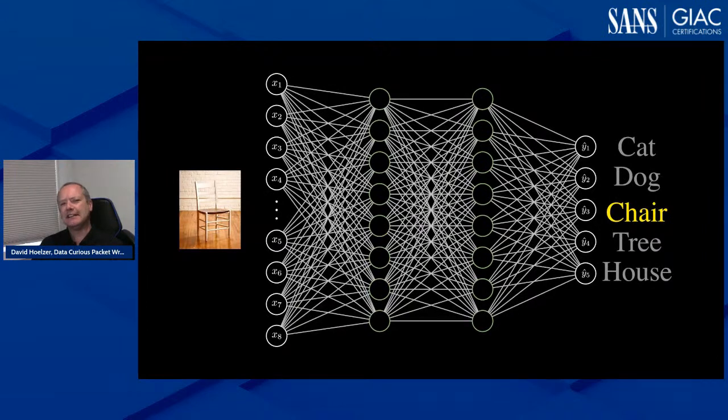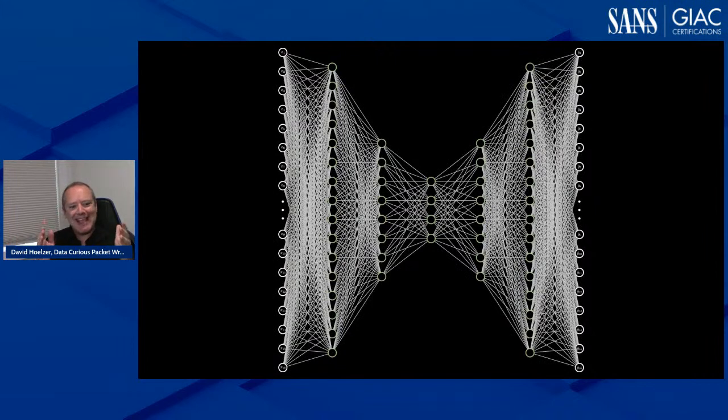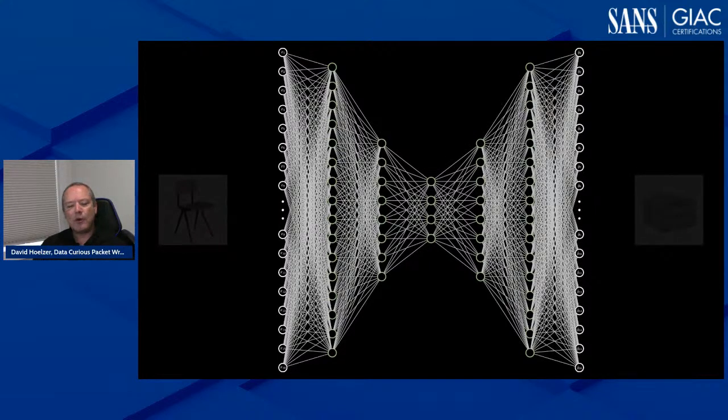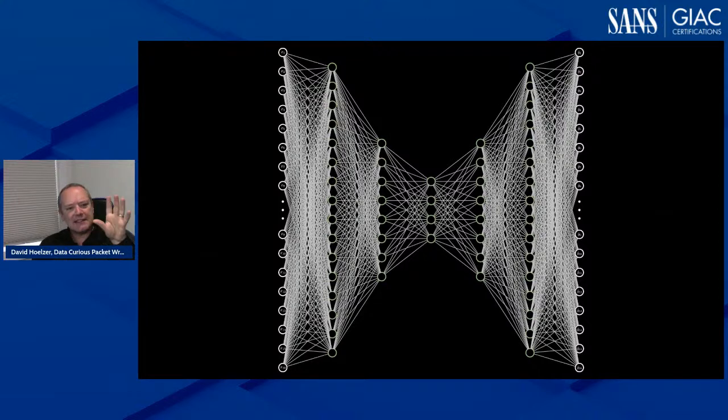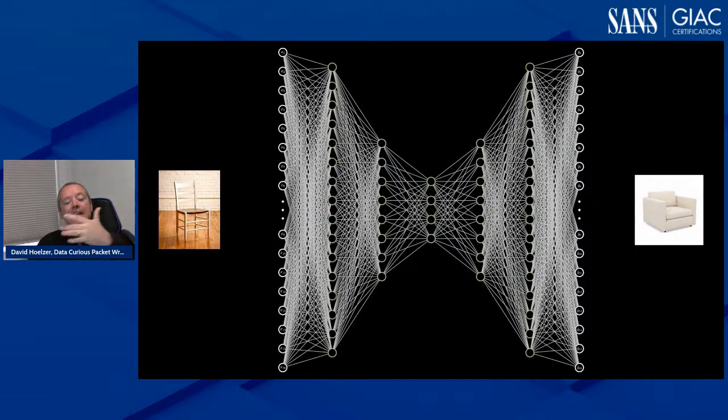But for an autoencoder, it's a little different. Here's an example of an autoencoder. And you'll notice we again have that input layer over there, and then we have hidden layers in it. But notice now that what we're looking at is sort of this hourglass shape turned on its side. We're going to give the network a picture. So let's say I give it a picture of a chair, and we're going to have it try to reconstruct that chair from the input.